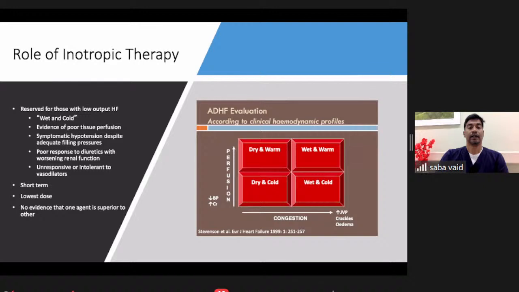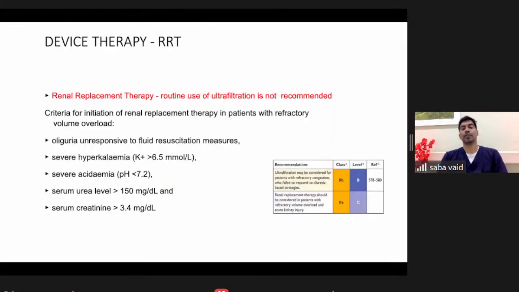Okay. So these are the patients who come out wet and cold with these boxes ticked that I mentioned already. You use it for the shortest term possible. Use the lowest dose possible. And there is no evidence to say that one agent is better than the other agent. Whichever you are comfortable with, either dobutamine or milrinone or levosimendan, you can use it. That's not a problem. Moving to device therapy, when would you use a renal replacement therapy?